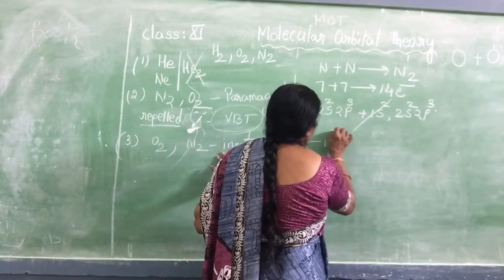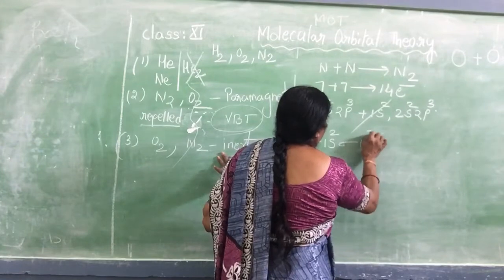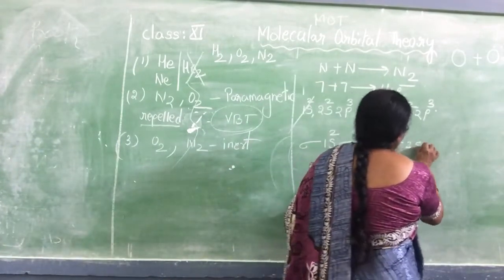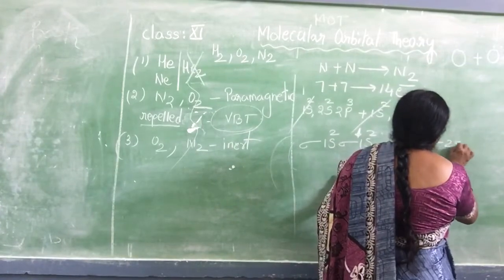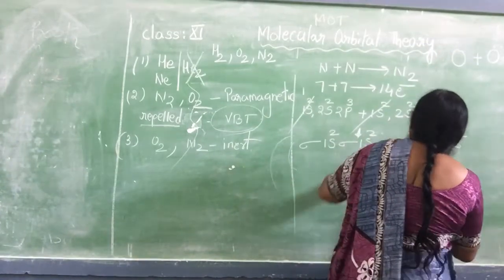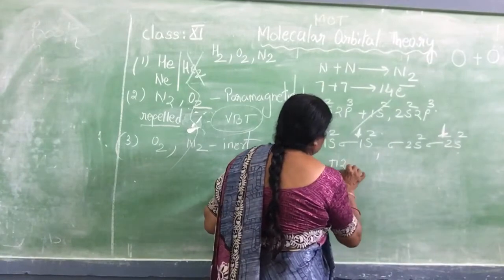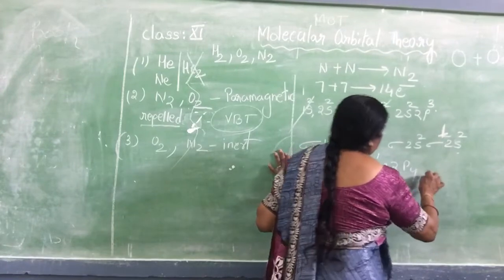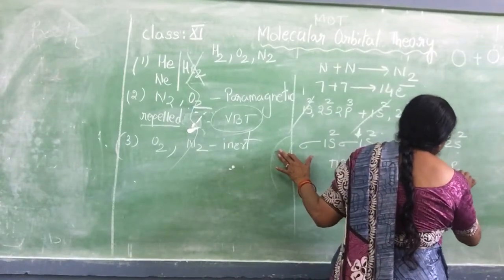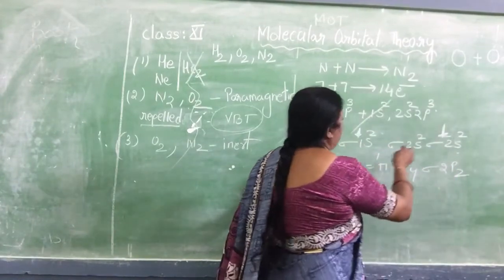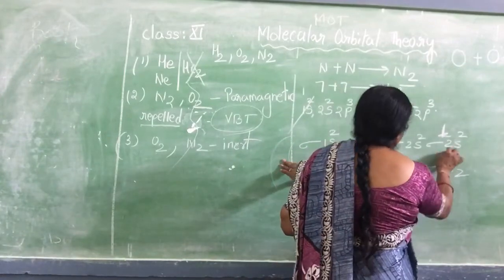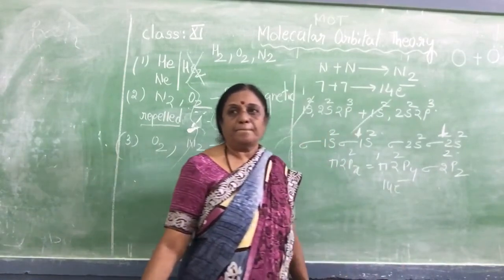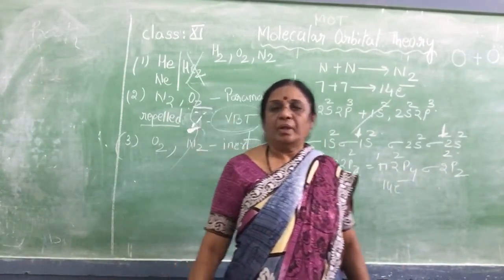Sigma 1s bonding, sigma 1s anti-bonding. Okay. Now sigma 2s bonding, sigma 2s anti-bonding. Now the p orbitals: pi 2px is equal to pi 2py, then sigma 2pz. Okay. Now here each orbital is having 2 electrons, so 14 electrons are over. Clear, children?